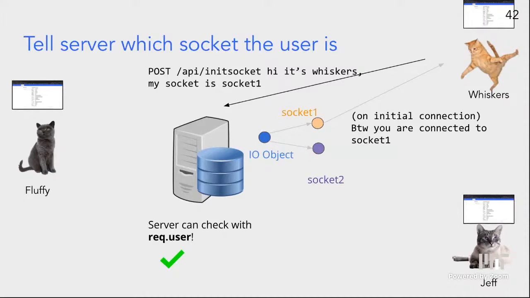Sorry, I will try to repeat the question. The question was just why can't Jeff say, hey, I'm on socket 1 too? And the reason is just because these aren't actually small numbers. They're longer 64-bit integers.